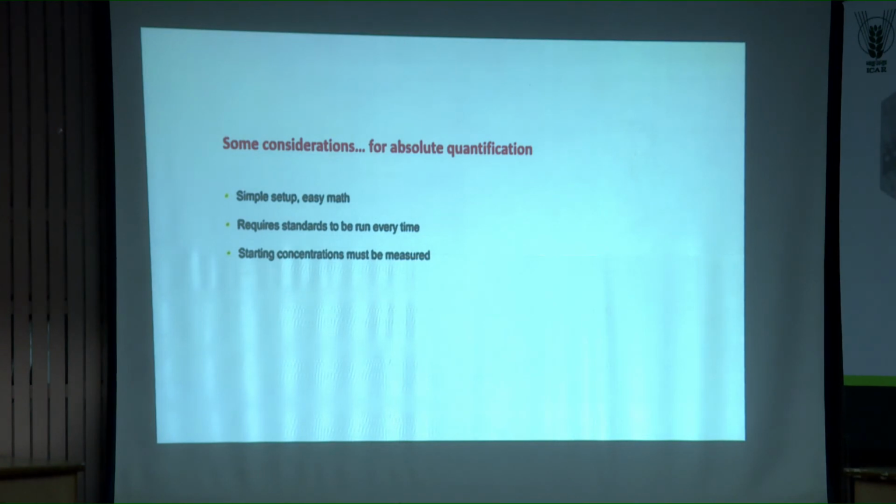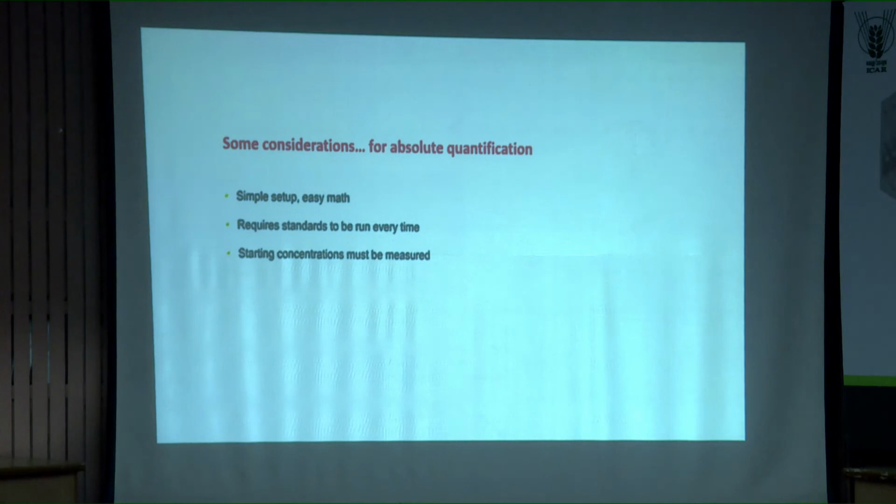And some considerations for absolute quantitation: simple setup, very easy maths. It requires a standard to be run every time. Yeah, this is one of the very important conditions. When you do absolute quantitation, remember you have to run the standards every time, so that puts a lot of strain on your consumables. All experiments are conducted in 3 replications, what are called technical replications. And you need to have at least two biological replications. If it is 3, it is most preferred.